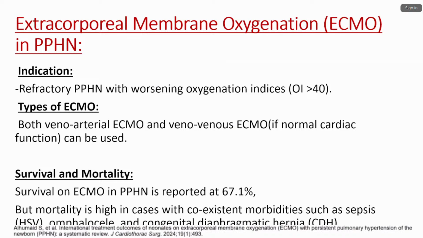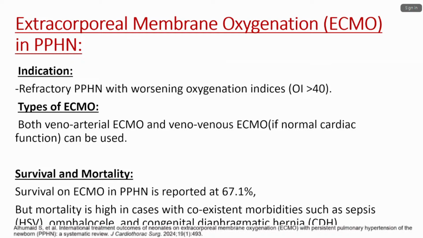with inhaled nitric oxide. So we directly go to ECMO. We have two types of ECMO, veno-arterial and veno-venous. Both can be used, but if there is a normal biventricular function, we can use the veno-venous ECMO. And there are many studies which showed there is around 67% survival on ECMO in PPHN.